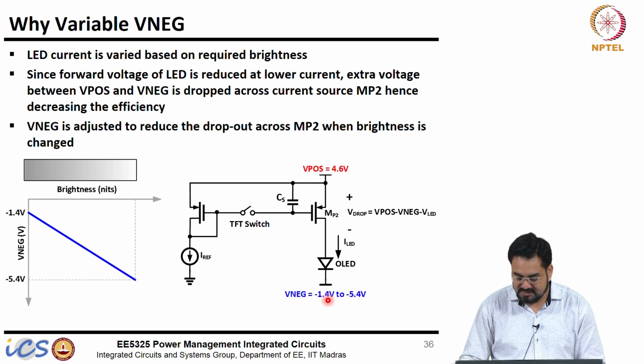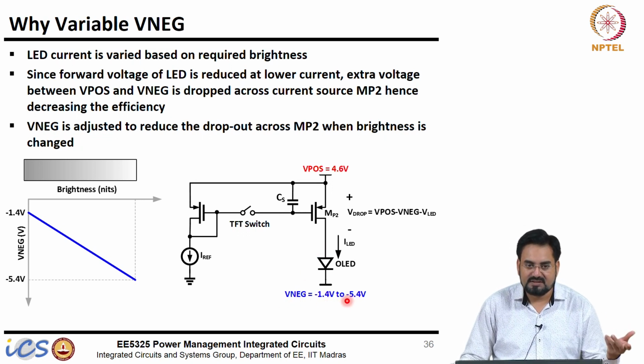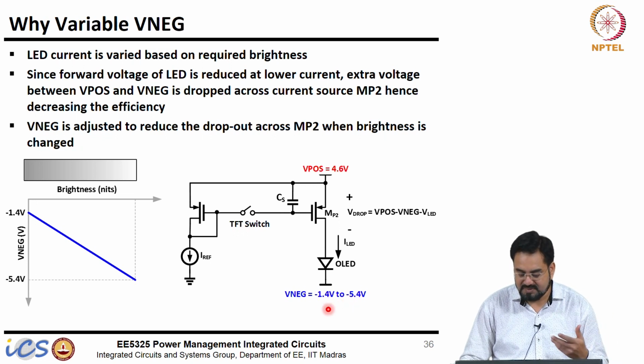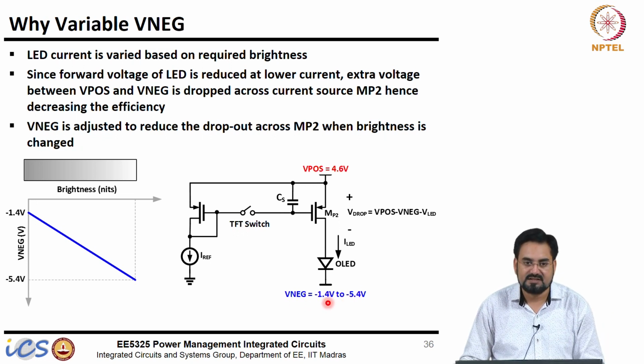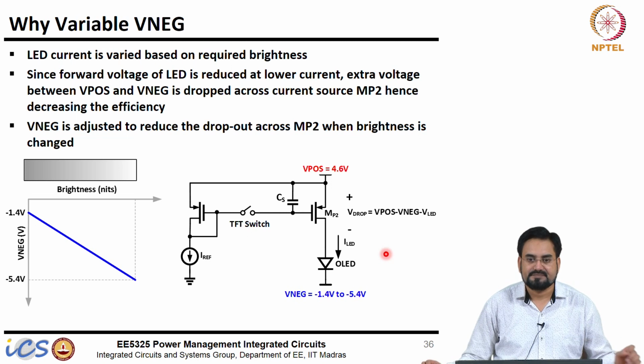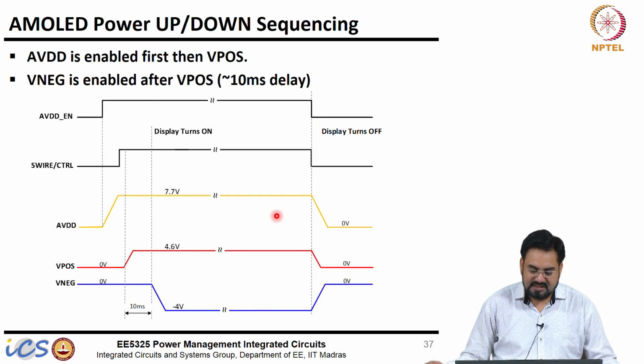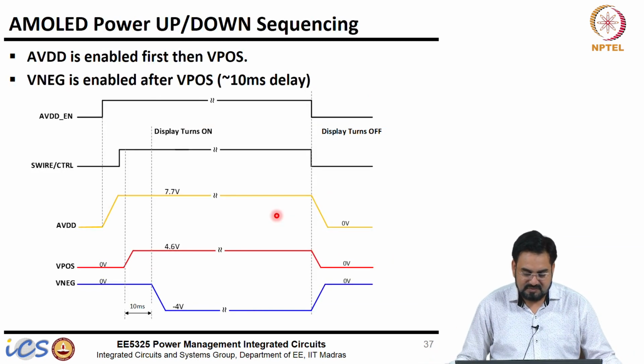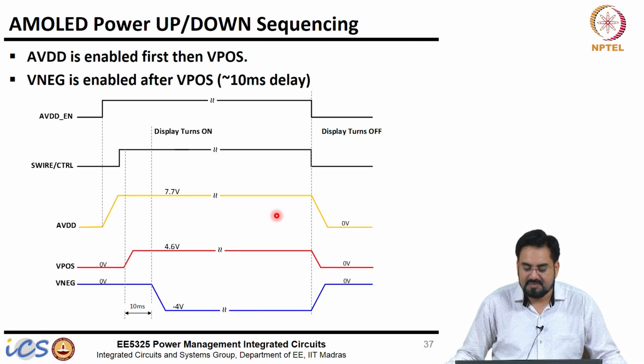So, this voltage has nothing to do as such with controlling the brightness, but mainly due to the efficiency reason we want to control this voltage when we are controlling the current in order to change the brightness, so that we can maintain the dropout voltage across this MOSFET.